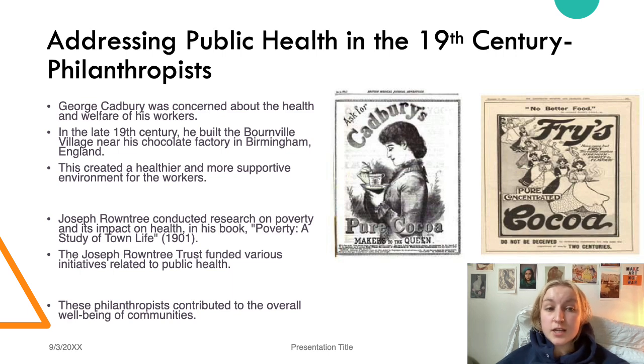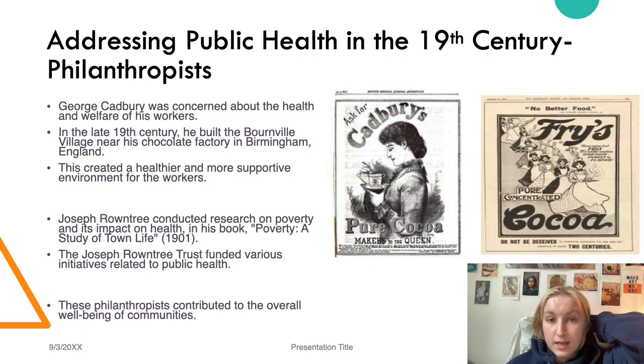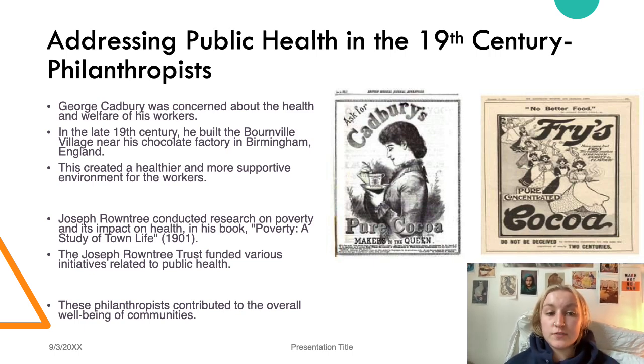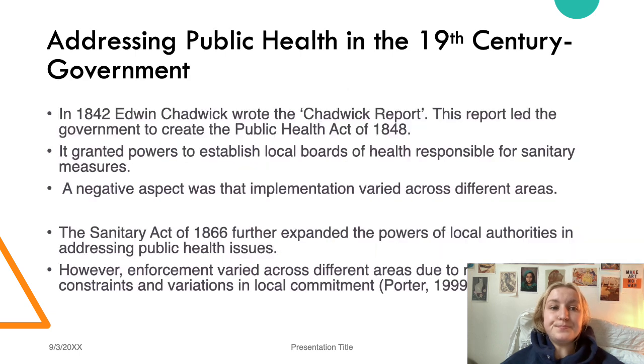Joseph Rowntree conducted research on poverty and its impact on health in his book, Poverty, A Study of Town Life, from 1901. Rowntree also established the Joseph Rowntree Trust. The trust founded various initiatives related to public health, including research on sanitation, housing, and nutrition. The impact of philanthropic initiatives led by Cadbury and Rowntree and others was significant. By addressing poverty and inadequate housing, these philanthropists contributed to the overall well-being of communities.